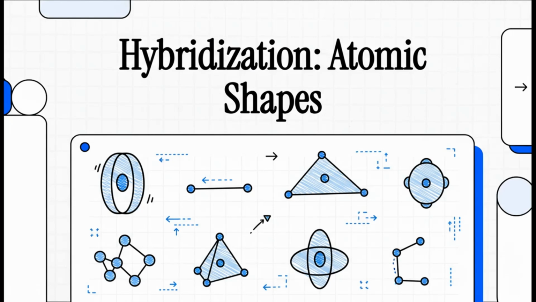Have you ever stopped to wonder why molecules have the exact 3D shapes they do? You know, it's not random at all. Today, we're going to pull back the curtain on hybridization. It's this really elegant theory that unlocks the secrets behind the geometry of pretty much everything around us.